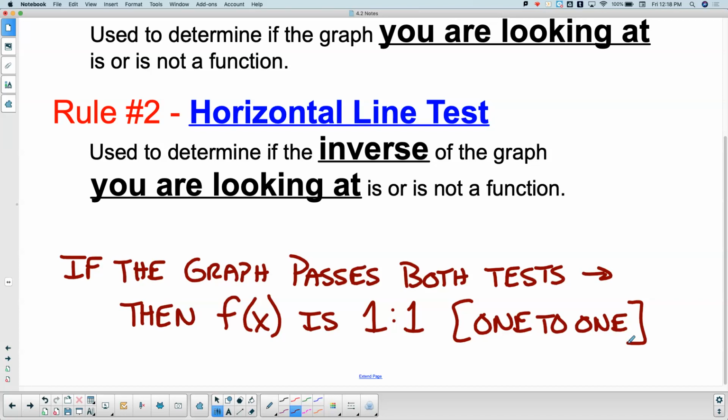NTC, for many years, has had a question on their final that says, determine if this function is one-to-one. If so, find the inverse. So what you need to do is draw a quick sketch of that function. Run it through the vertical line test, run it through the horizontal line test. If it passes both, boom, it's one-to-one. And then you can find the inverse.